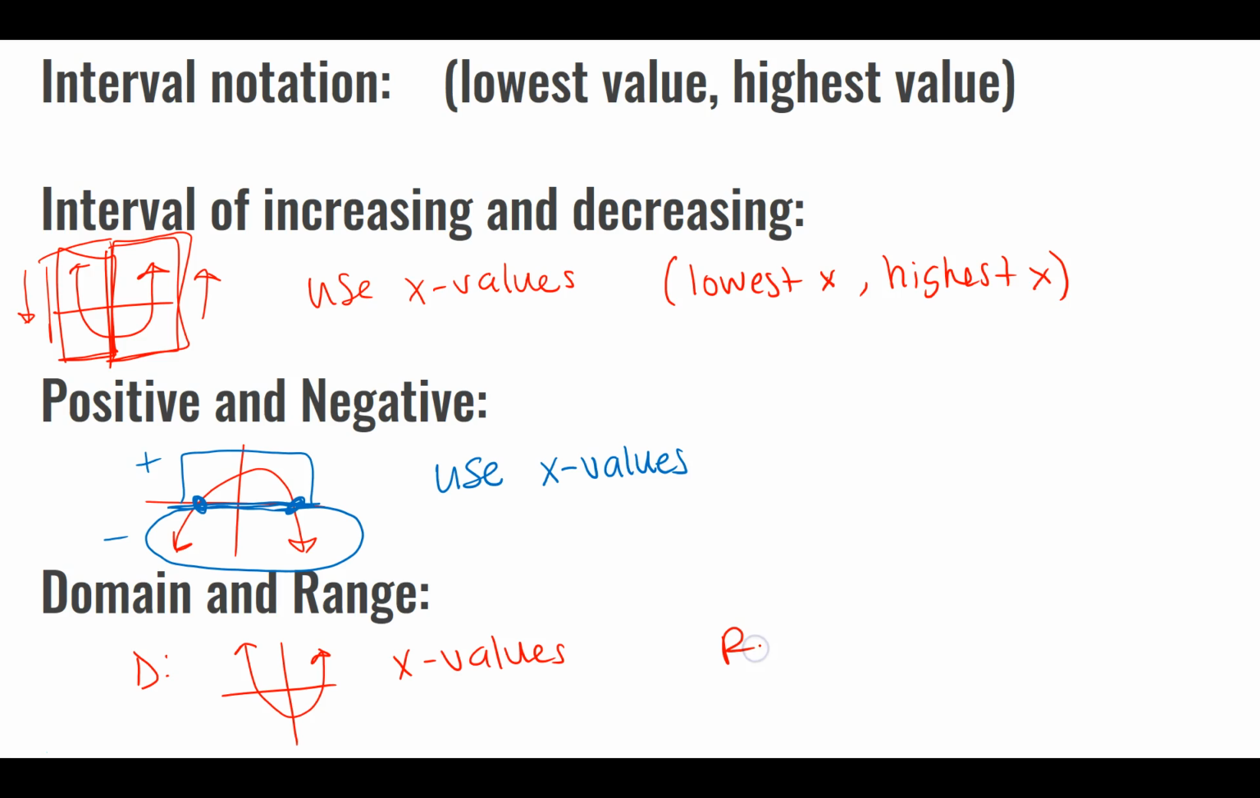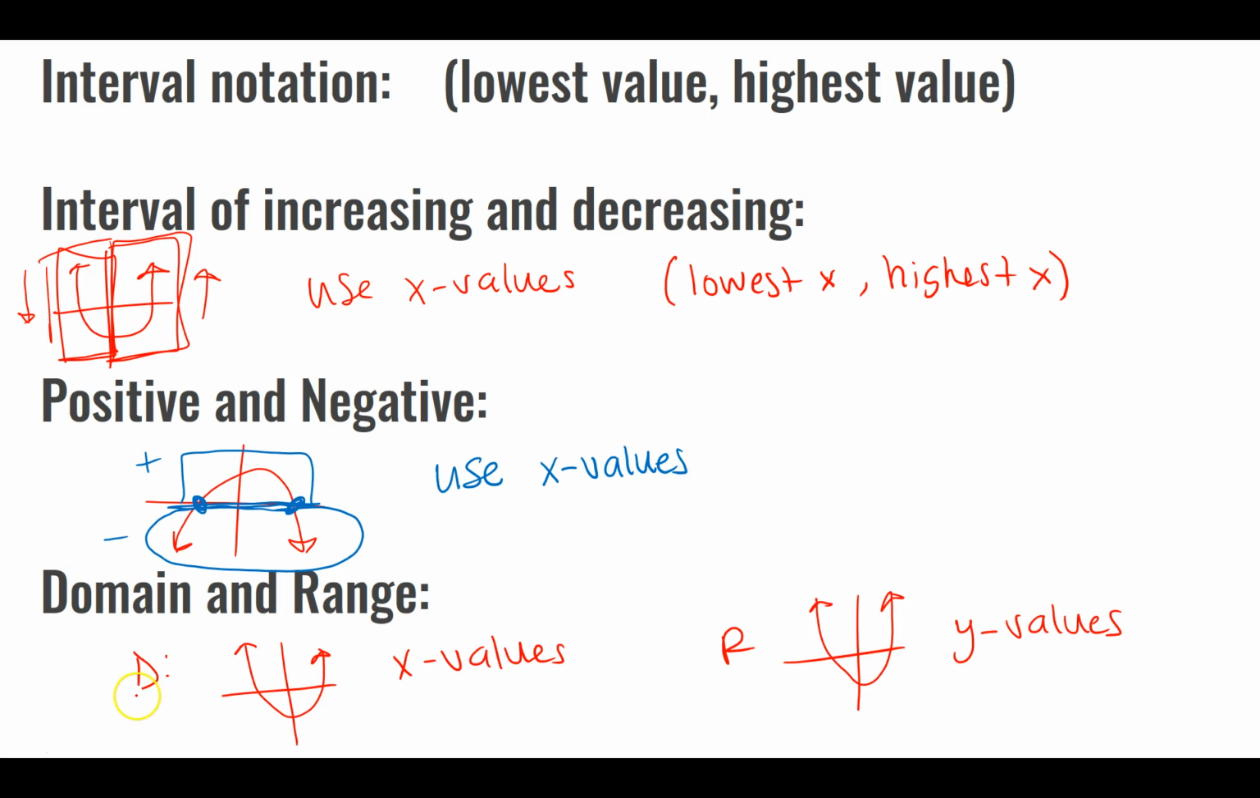For range, we're looking at all of the y values, right? So this notation would just be using our y values. So the lowest y, the highest y. The lowest x, the highest x.